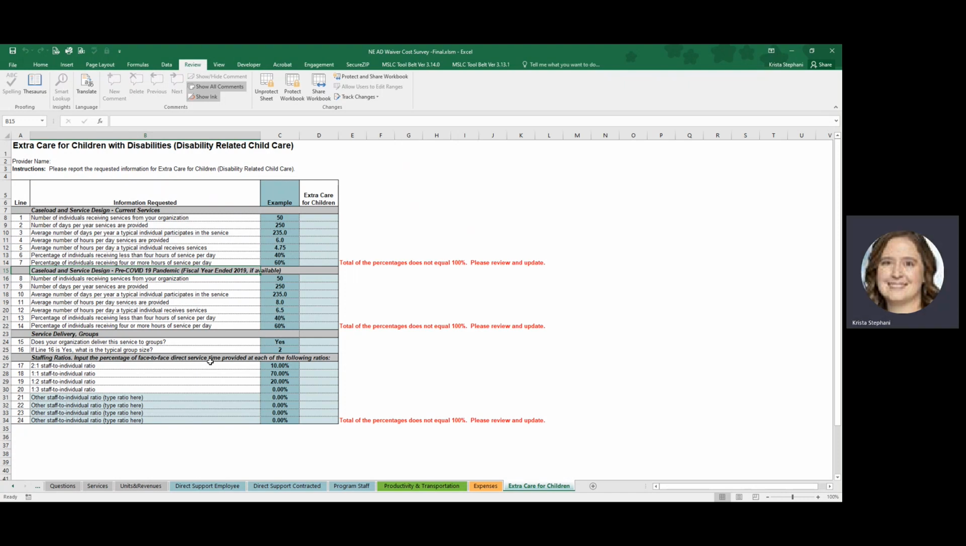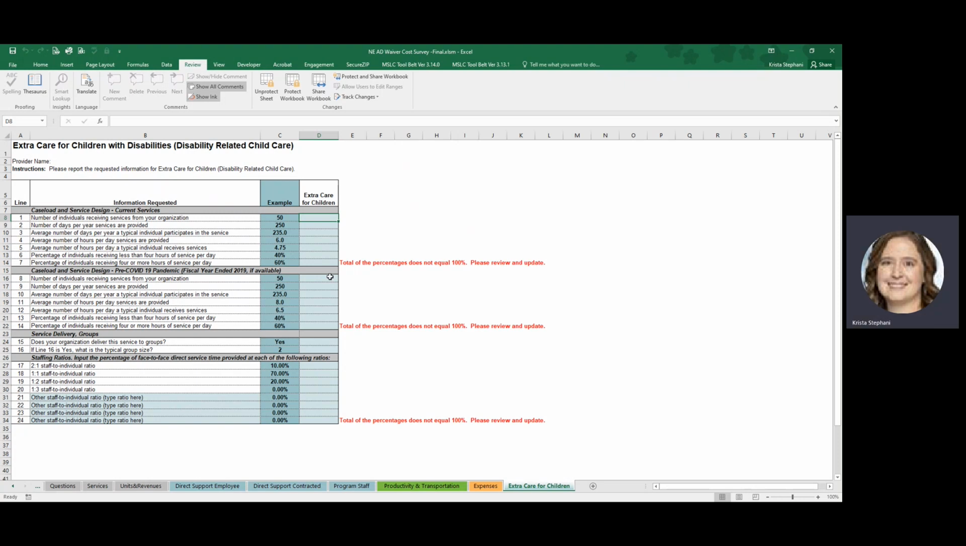The information that we are requesting related to this service involves your caseload and how you provide these services. So our first question is asking you to provide the number of individuals who received this service from your organization during 2021.